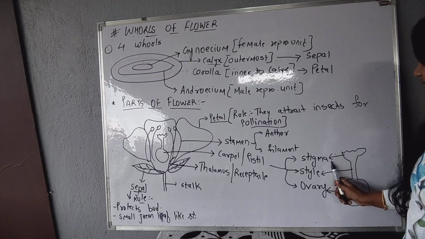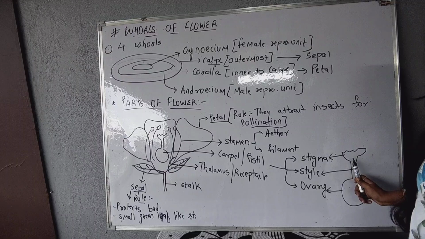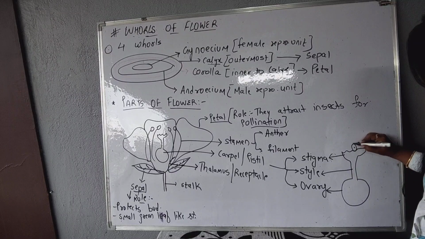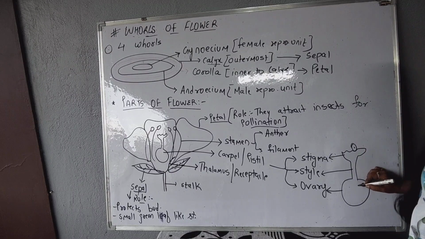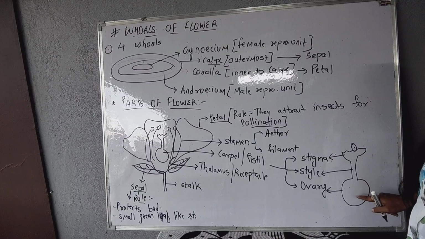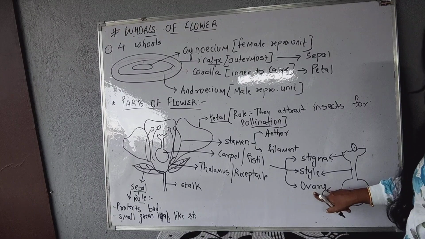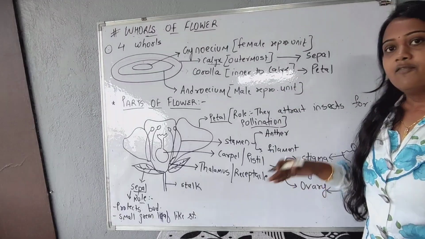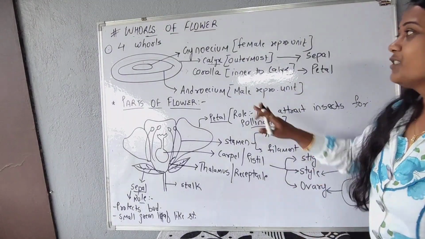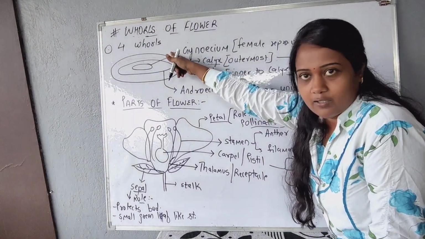Uppermost is the stigma, which is the landing platform for pollen grain. Here only the pollen grain comes and lands, and then a pollen tube goes inside to fuse with the egg present in the bottom, that is the ovary. So, for understanding aestivation, this was the basic to understand the whorls of the flower.